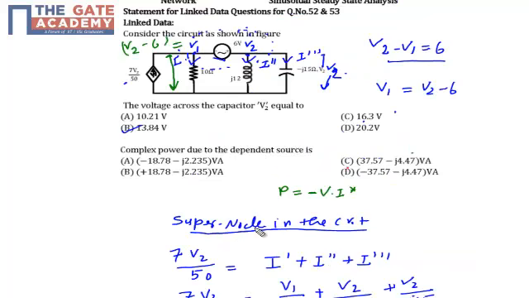So my correct option is option D. Option D is my correct option here, and option B is my correct option in the first part. Thank you.